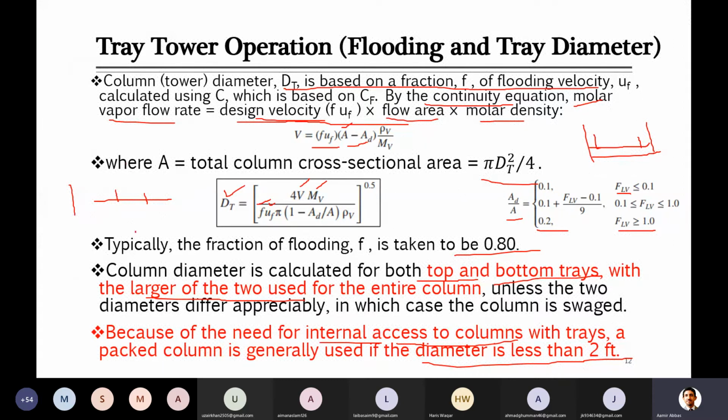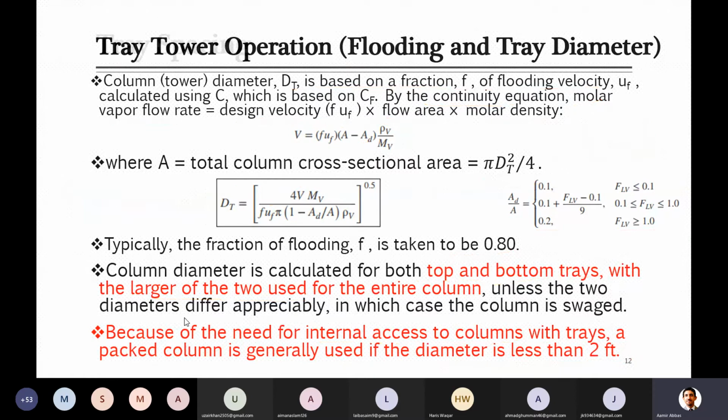And when this middle part is removed, anyone can move from here, from this plate to the next, and so on. So for one human to move from this to the top, there should be like a 2 to 3 feet opening available. But if the diameter of the column is less than 2 feet, then you cannot provide this provision. So due to this, it is avoided and we go for the packed towers.